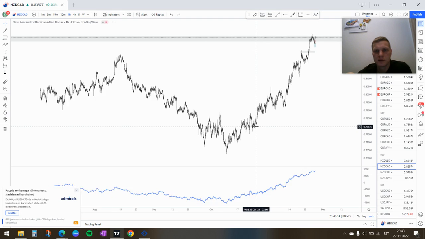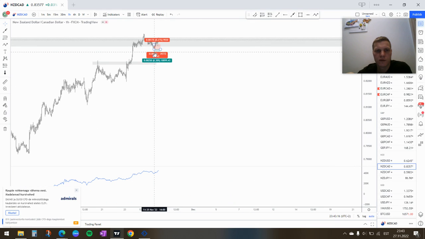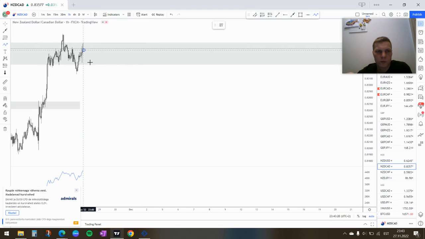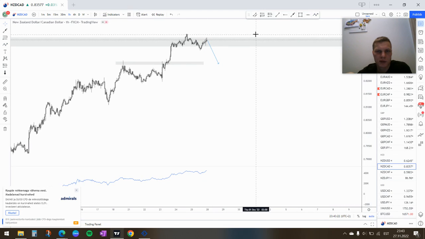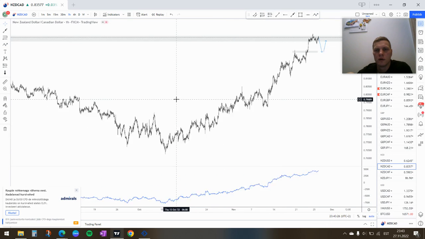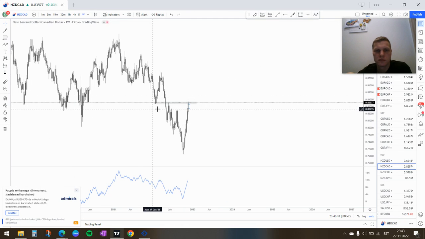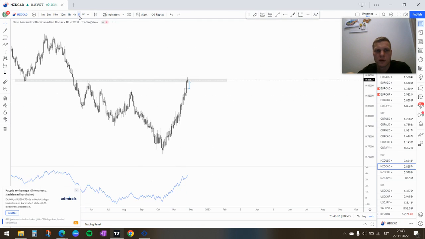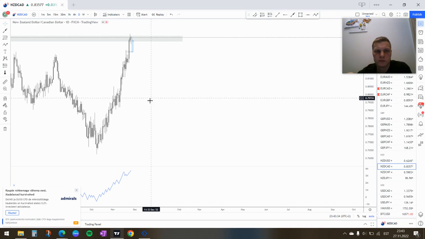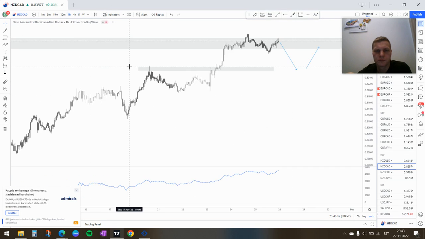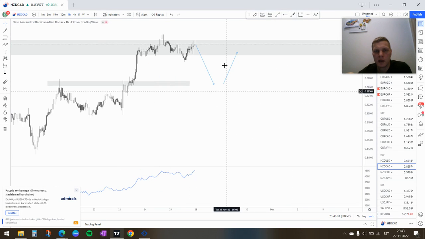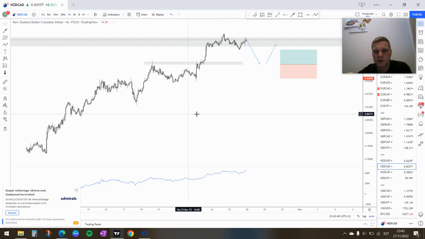NZD CAD also looking for a pullback to this level, which I think might happen, and then it's gonna go up probably because it is at a weekly zone. So yeah, this is what I'm looking for, and might buy from here if there's divergence.